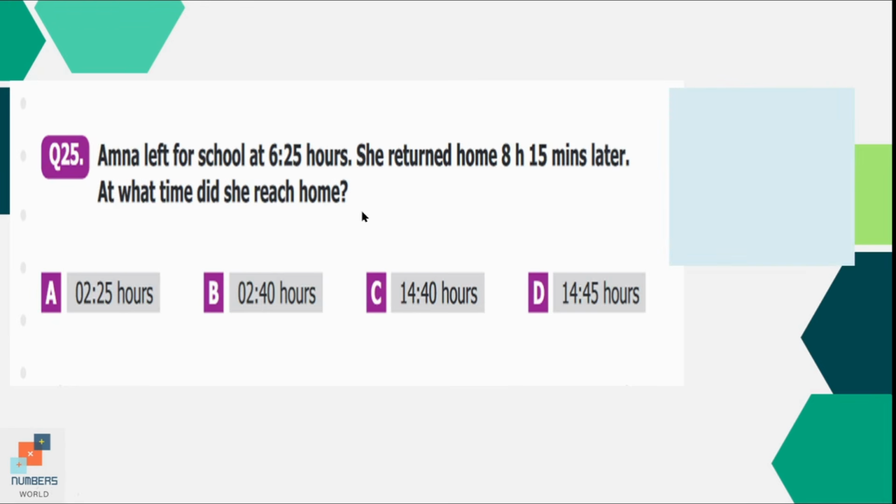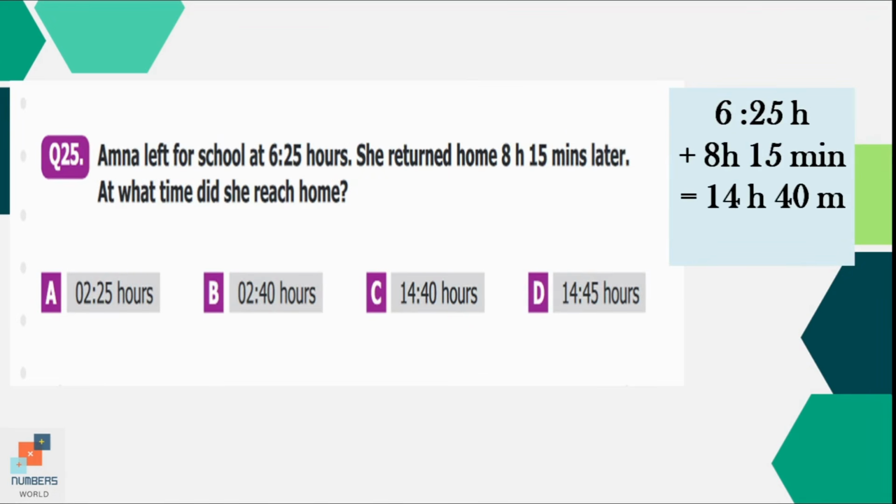So Amna left for the school at 6:25 hours and returned after 8 hours and 15 minutes. So we will add both the times. So the total time she took is 14 hours and 40 minutes. So she will reach home at 14:40 hours. Option C is the correct option here.